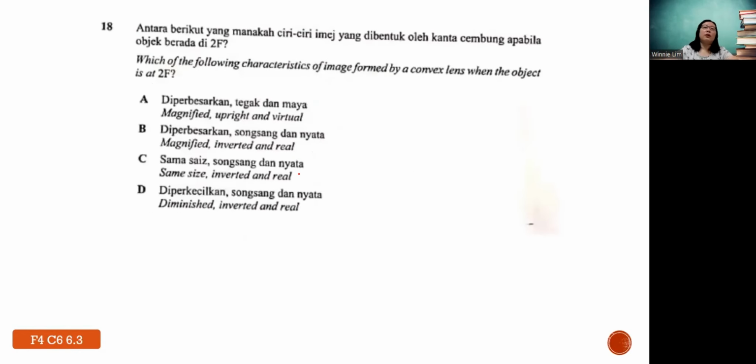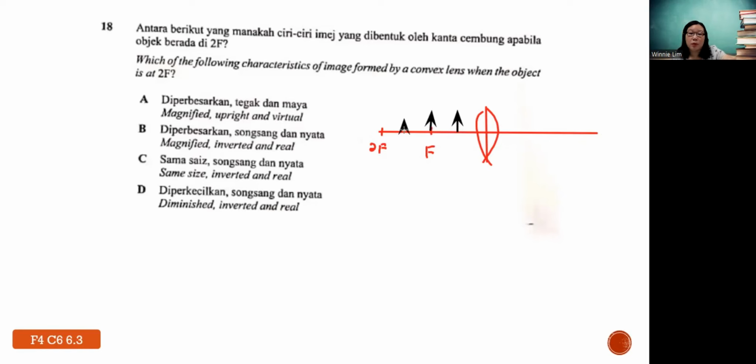Number 18, which of the following is a characteristic of the image formed by a convex lens when the object is at 2F? Okay, so again, a convex lens or concave mirror have similar characteristics whereby the object has different positions. Imagine this is your lens. When you draw a ray diagram, you need to denote F and 2F. So there are 6 different ray diagrams. My teacher always mentions the positions: object at less than focal length, at focus point, between F and 2F, at 2F, more than 2F, and one more at infinity.